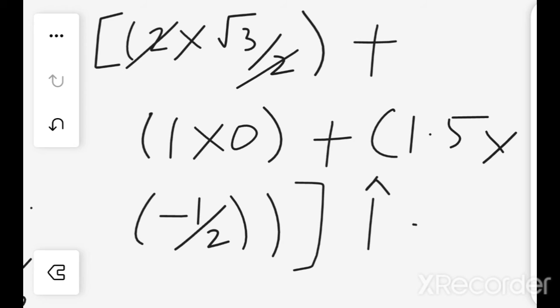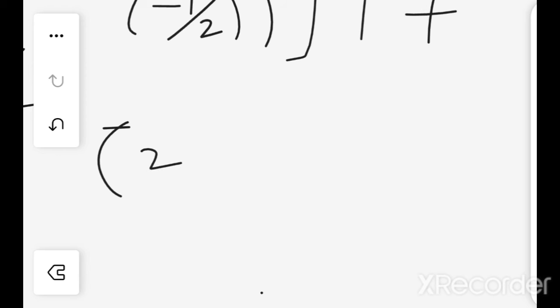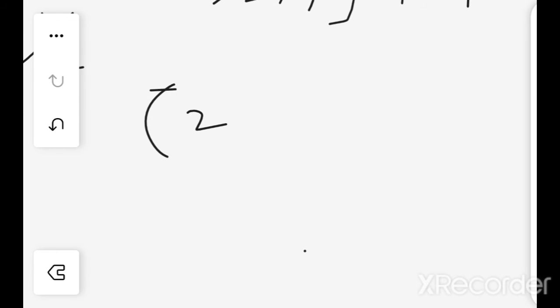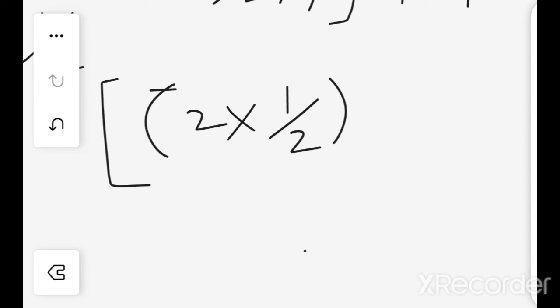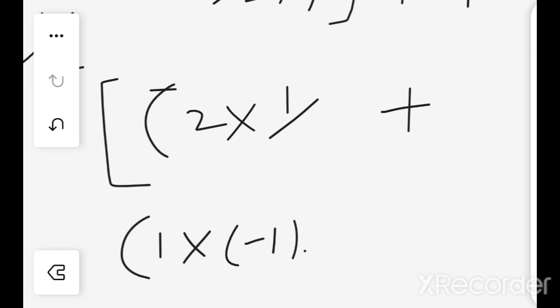Okay, so now let us calculate the y component. The magnitude of OA is 2 into cos 60, 1 upon 2. This is the first term. The second term is D, the magnitude of D is 1, and then cos 180 is minus 1. The value of cos 180 is minus 1. So this is our second term, plus the third term, the magnitude of BC is 1.5 and cos of 30 is root 3 by 2. Correct?